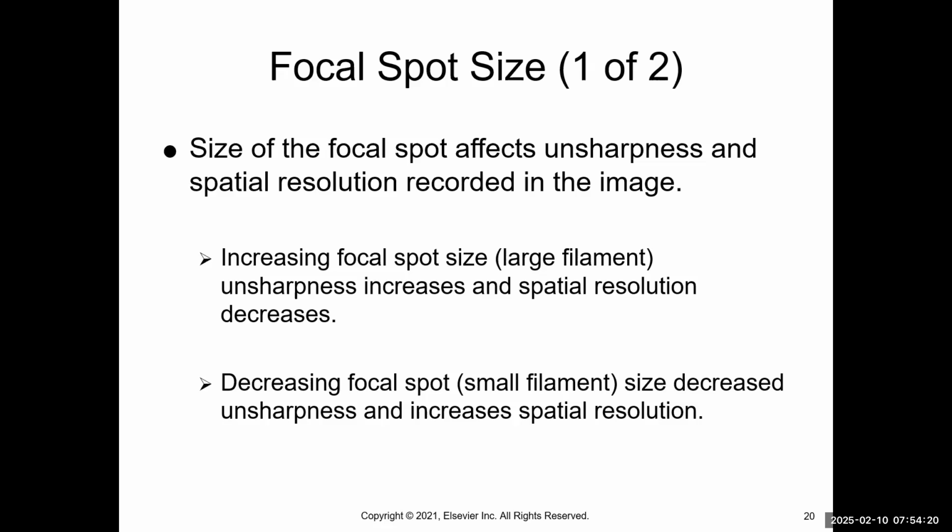Increasing the focal spot size, meaning using a larger filament, unsharpness increases, therefore spatial resolution would decrease. Because remember, if unsharpness goes up, then spatial resolution goes down. And then the opposite holds true. If you decrease the focal spot or use a smaller filament, then it decreases unsharpness and it would increase spatial resolution.